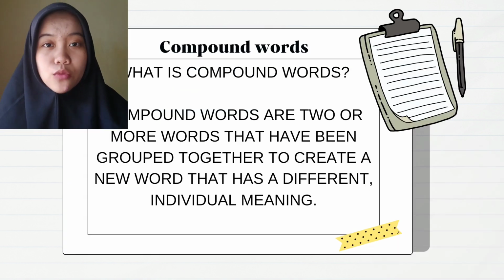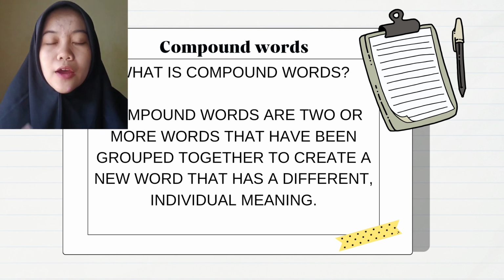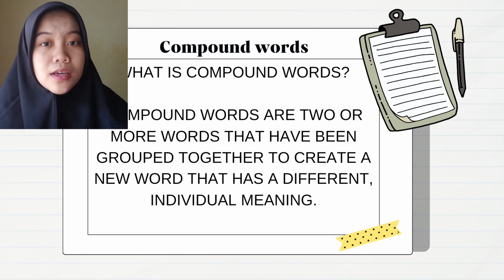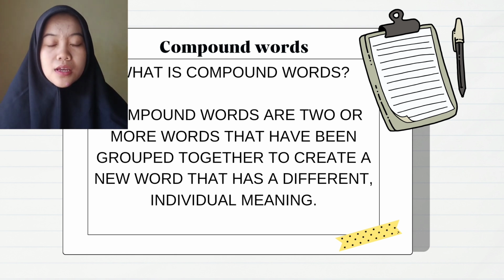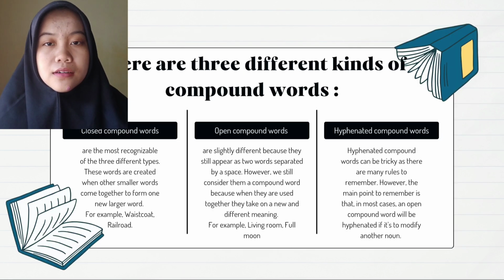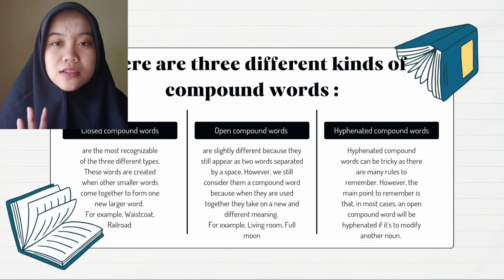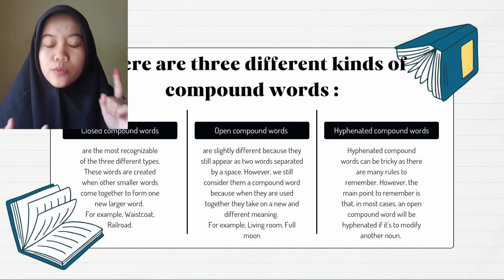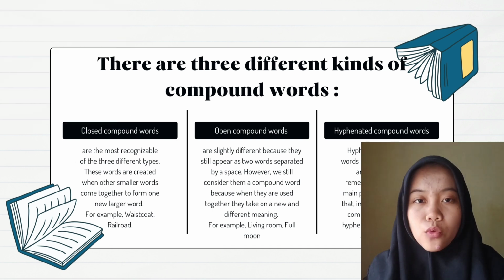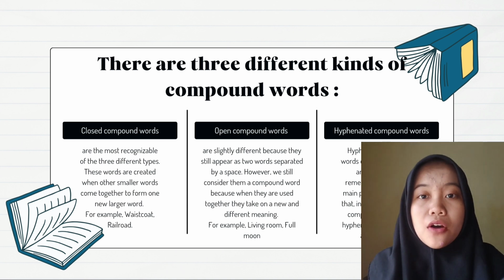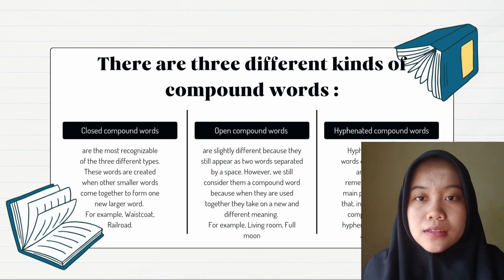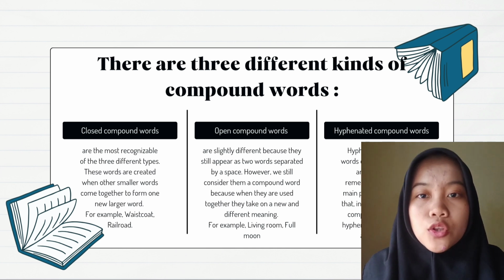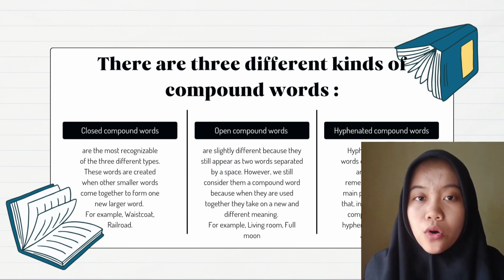Compound words. Compound words are two or more words that have been grouped together to create a new word that has a different meaning from the individual words. There are three different kinds of compound words: closed compound words, open compound words, and hyphenated compound words. Closed compound words are the most recognizable of the three types. These words are created when smaller words come together to form one new larger word.